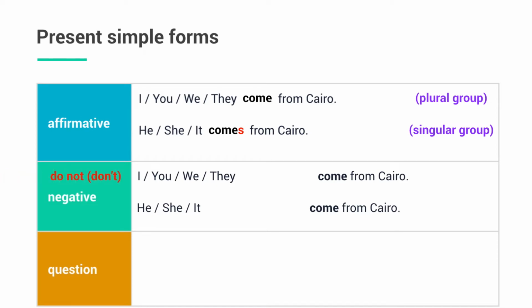Then you only need to add do not or don't in case of plural nouns and does not or doesn't in case of singular nouns. Piece of cake, right?